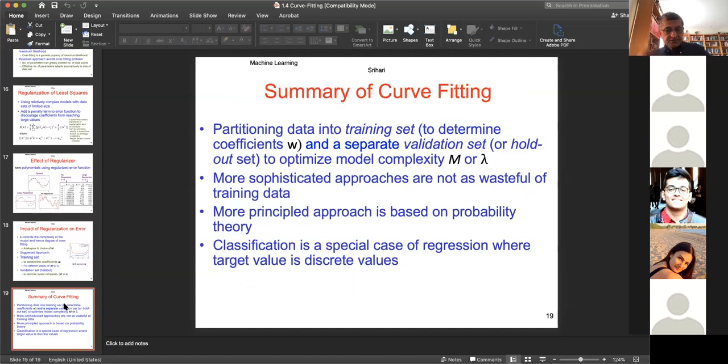Which brings us to the summary of curve fitting. So partitioning data into a training set to determine coefficients W, and a separate validation set or holdout set to optimize model complexity M or lambda. M is the model complexity, the degree of polynomial. And lambda.